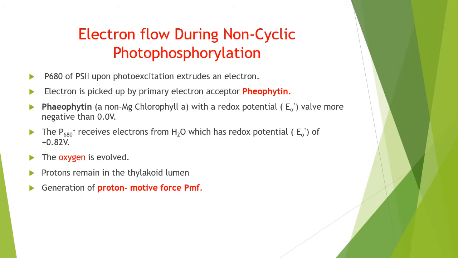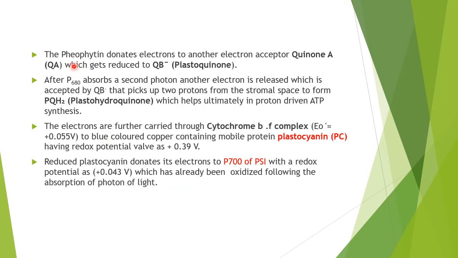So that means there is a flow of electrons from pigment system second to the primary electron acceptor, pheophytin, that donates its electrons to another electron acceptor, quinone A, which gets reduced. After P680 absorbs the second photon, another electron is released, which is accepted by QB, plastoquinone, that picks up two protons from the stromal space to form plastohydroquinone, which helps ultimately in proton-driven ATP synthesis. This we will discuss in the Q cycle.